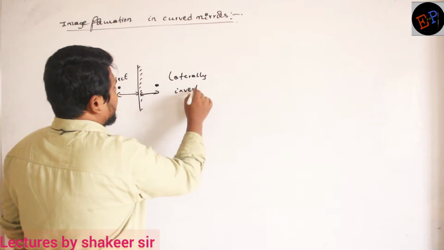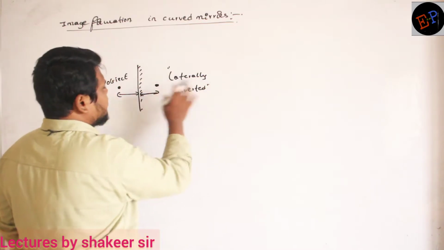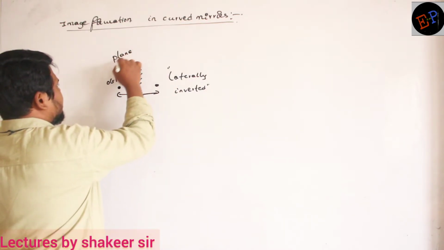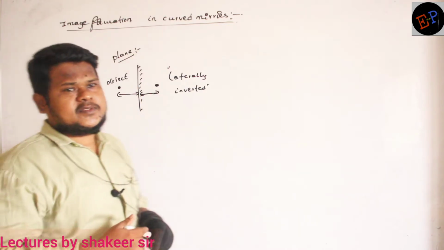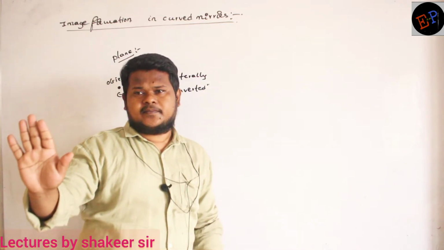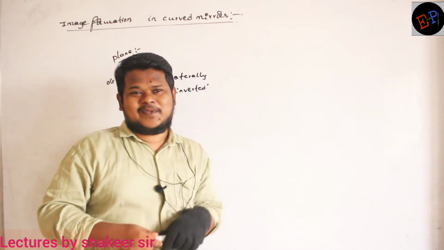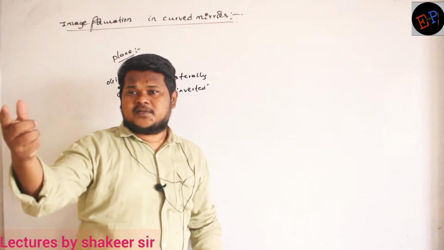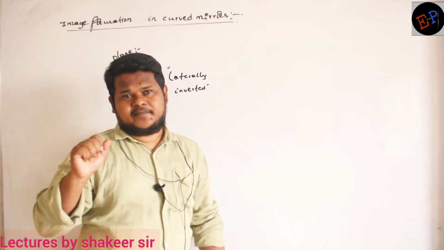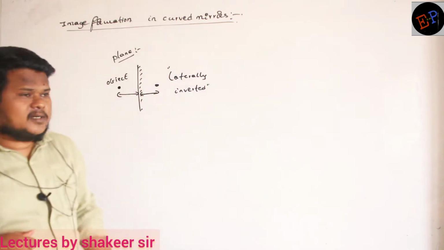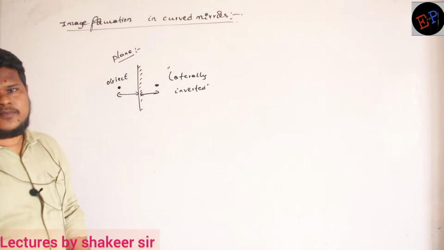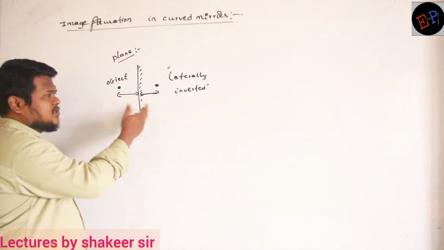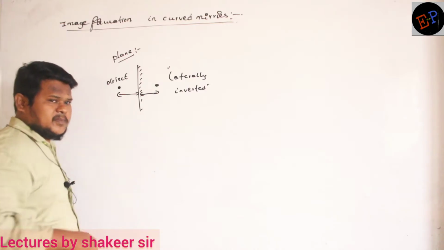What kind of image can you see in the case of plane mirrors? You can see a laterally inverted image. Laterally inverted image means what? If you show your right hand, the mirror will show your left hand. Clear, na? That's what you see. If you show your right hand in the mirror, it appears as if it is your left hand. That kind of inversion we can call a laterally inverted image. Size will be the same, shape will be the same, distance also will be the same.